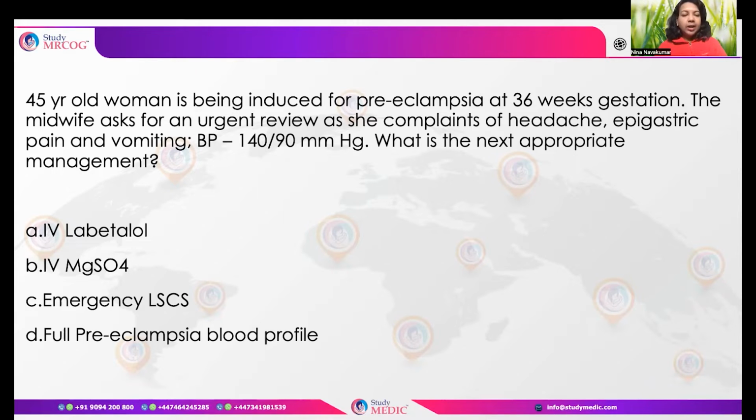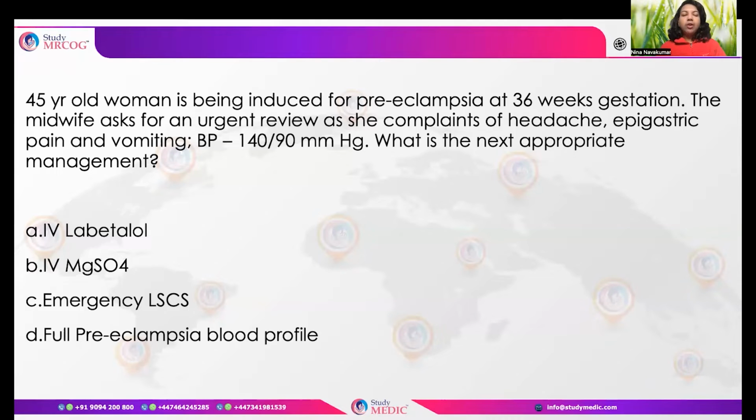While we analyze each option, what is IV labetalol? It is an antihypertensive agent which is used for control of blood pressure in pregnancy. Antihypertensive agents in pregnancy can be either oral or intravenous preparations. If there is a hypertensive crisis or if the blood pressure is more than 160 by 110 millimeters of mercury, then we need to use the intravenous preparation. Otherwise, on outpatient-based management, we can use the oral preparations.